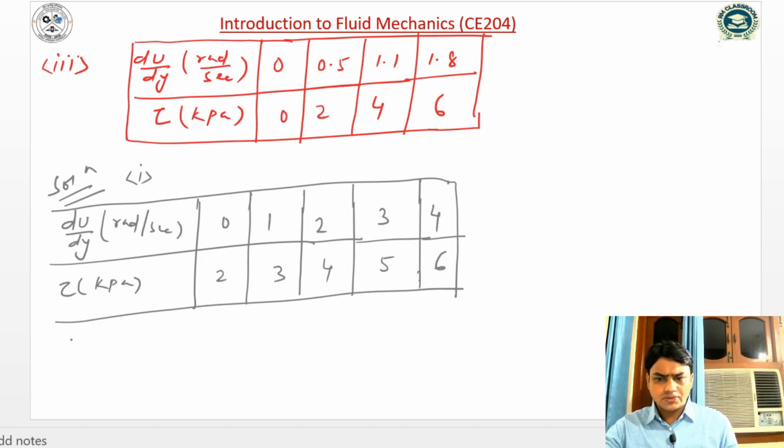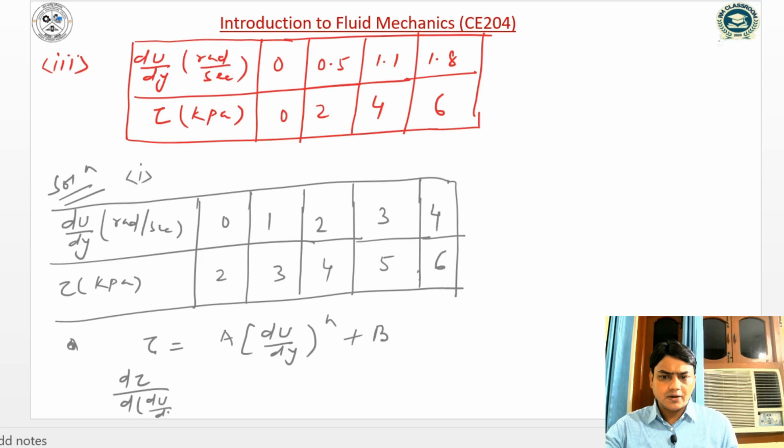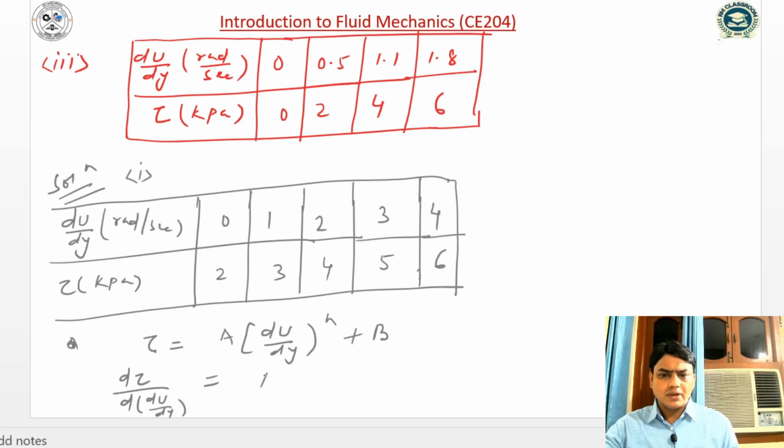According to what we know, tau is equal to A (du by dy) to the power n plus b, where tau is the shear stress, A is the apparent viscosity, n is a constant, and b is the initial yield stress. If I write d tau by d(du by dy), it will be A into n (du by dy) to the power n minus 1, and b is constant, so its derivative will be 0.